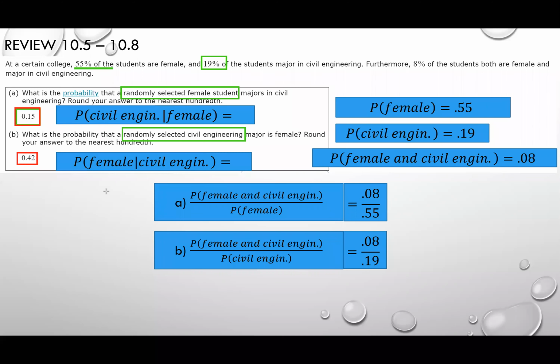But among the female, the percent of civil engineer is only 15%. So that's what they ask you: among the female, how many of them are civil engineer, which is 15%, and that's what the conditional probability is. Some condition has to be met, and then we need to find the percent within those conditions.